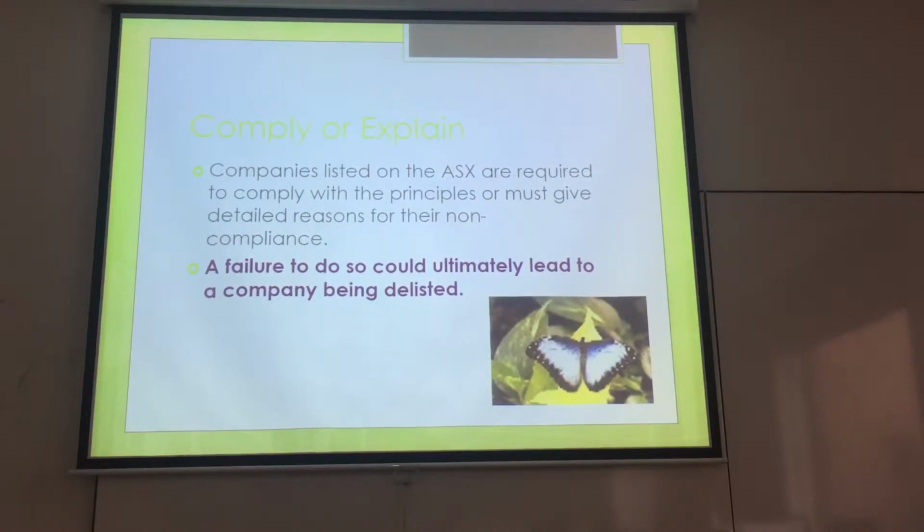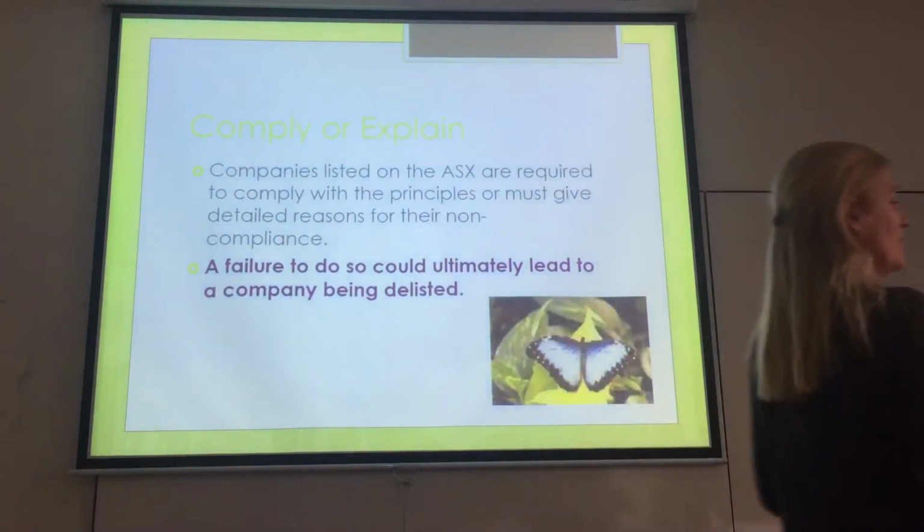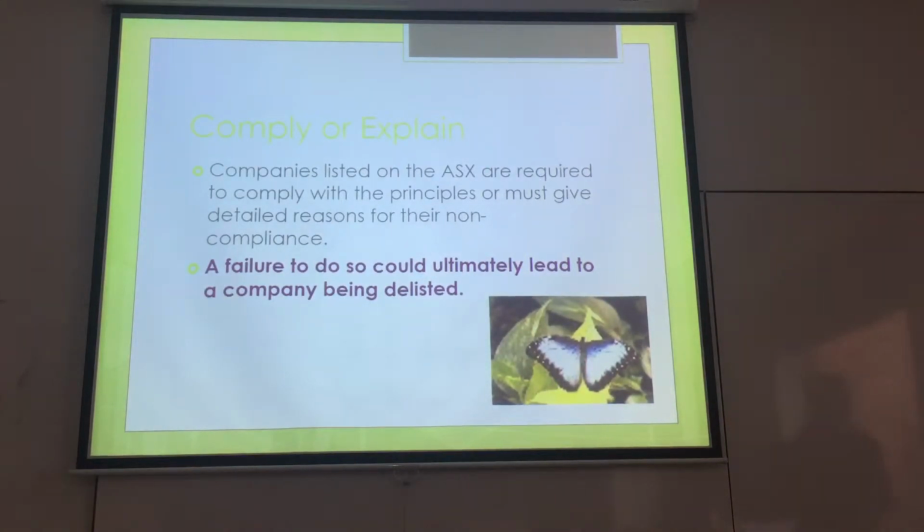Okay, so comply or explain is just the fact that the ASX Corporate Governance Guidelines is not mandatory. What does mandatory mean? Mandatory basically means you have no choice. You've got to follow the rules, and there is no choice, there is no flexibility. Comply or explain means that these are the guidelines, follow them. If you don't follow them, you need to explain why you haven't.